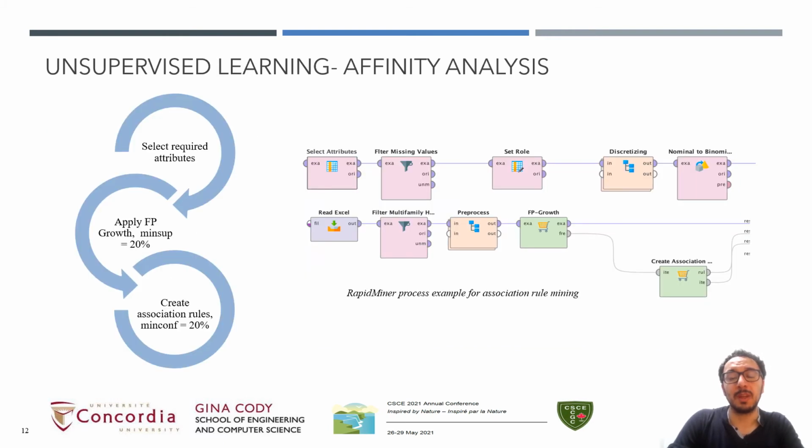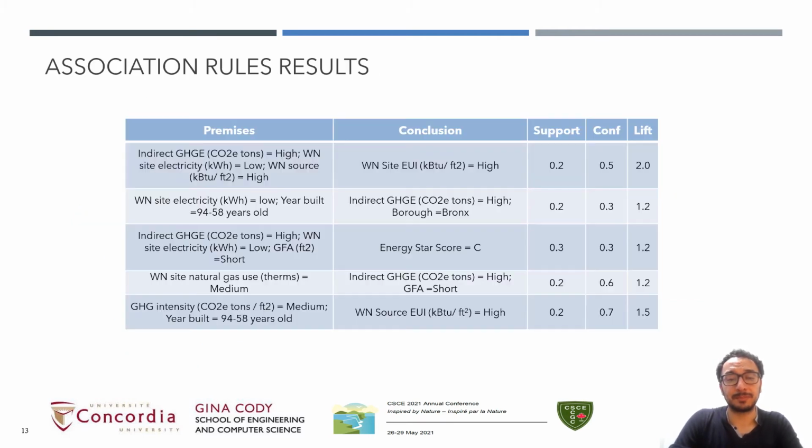our algorithms. The first algorithm that we applied in supervised learning is the affinity analysis, and it consisted of three major steps: the selection of the required attributes, applying the frequent pattern growth algorithm with minimum support of 20%, and creating the association rules with minimum confidence of 20%. And here you can see on the right a process carried out in RapidMiner.